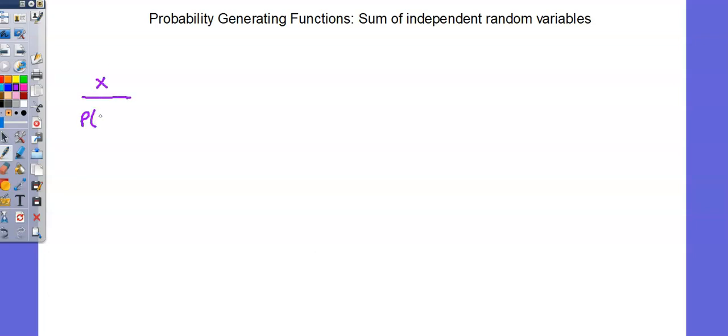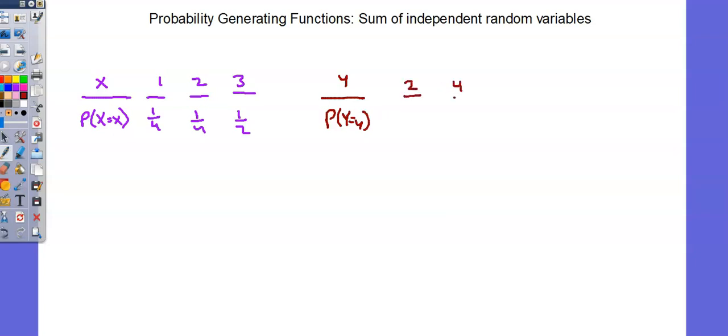For X, the probability that the variable is a particular value x, for 1, 2, and 3: those probabilities are 1 over 4, 1 over 4, 1 over 2. And the second variable, y, the probability that the variable is a particular value y, for 2, 4, and 6, with probabilities of 1 over 3, 1 over 3, and 1 over 3.